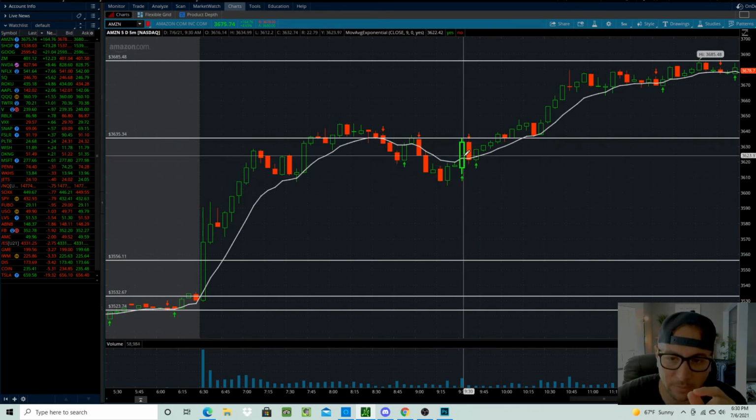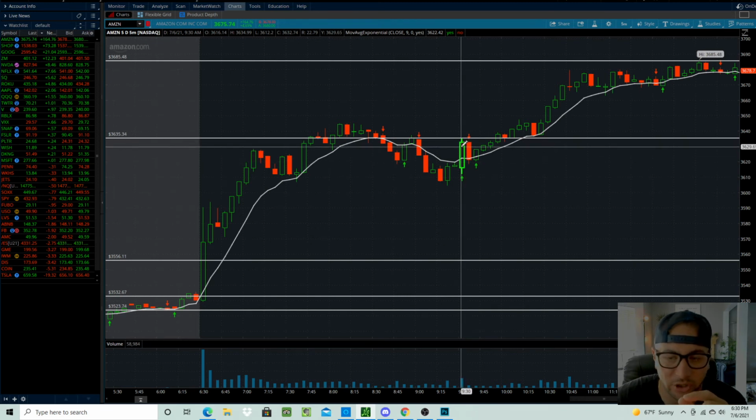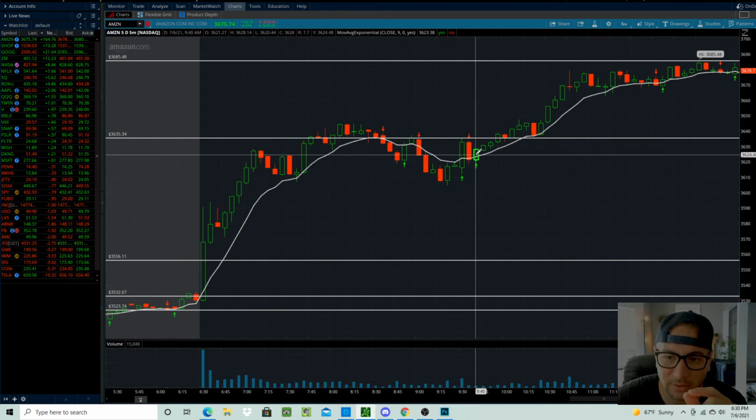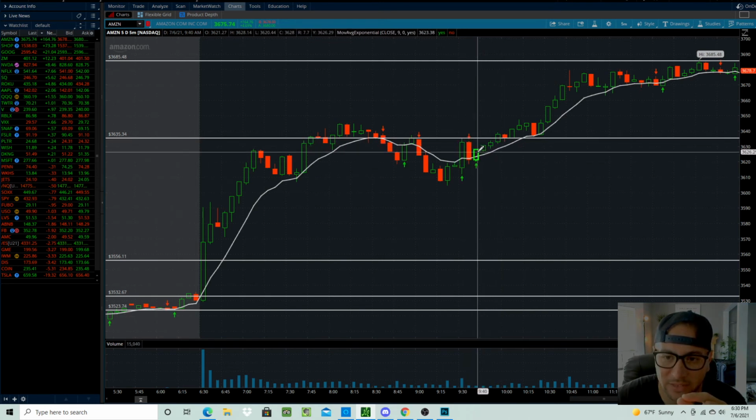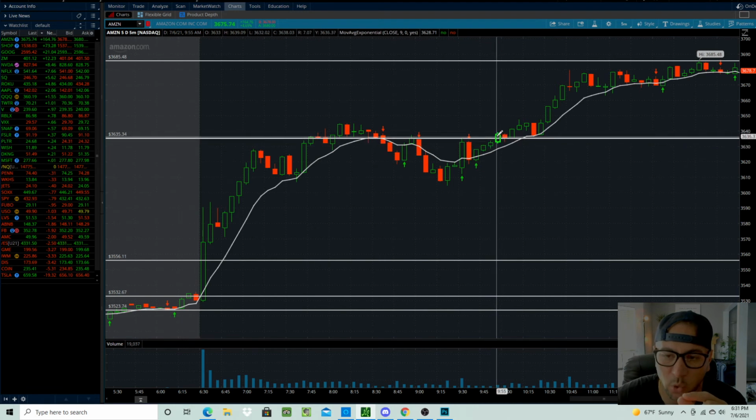9:30, we get our first big green bar through the 9 EMA. We get a close at 36.35. 5 minutes later, we get a push down. We get a backtest, ramp up, ramp up, ramp up. And right in here, 5, 10, 15, 20, 25 minutes later, we get that confirmation of price action over our pivot. This is where we would have gone long.